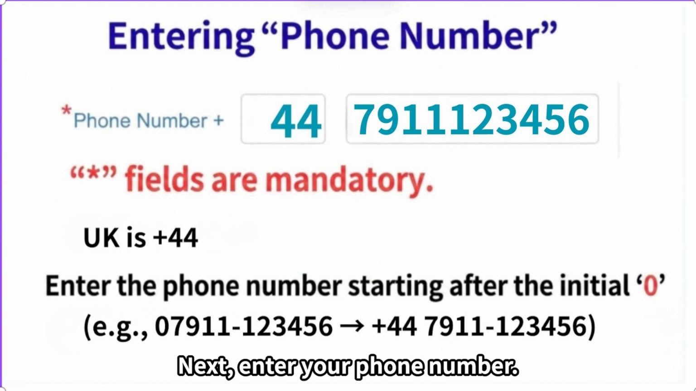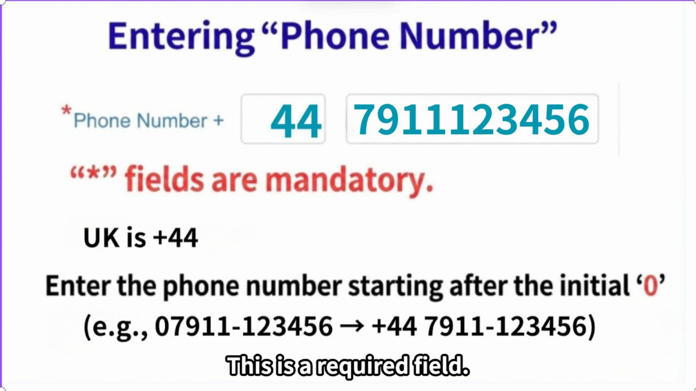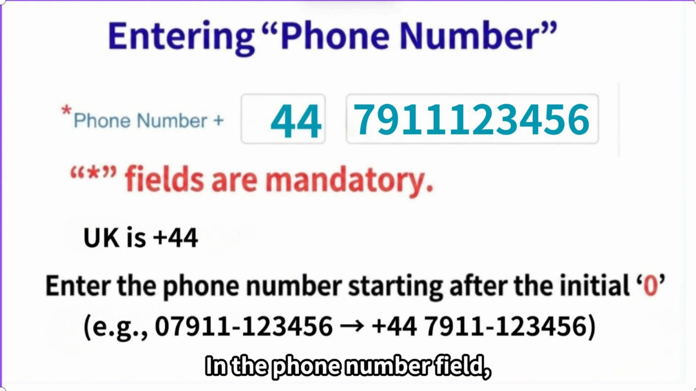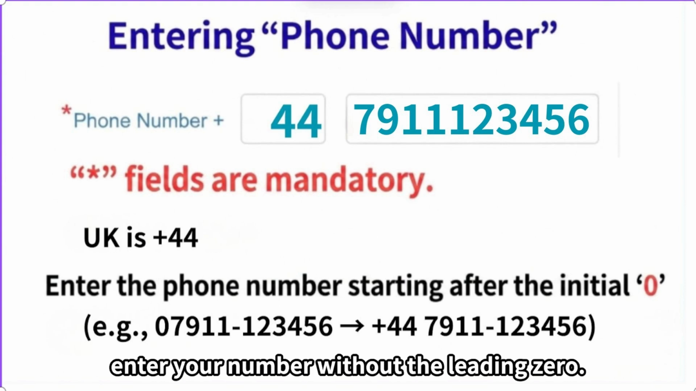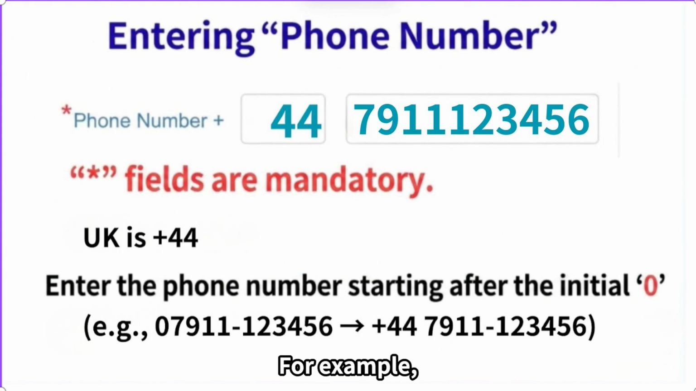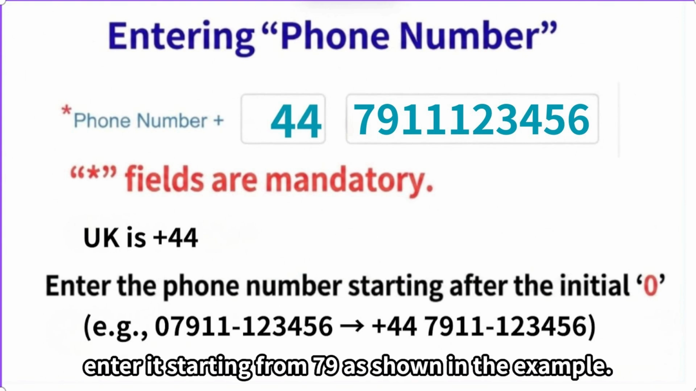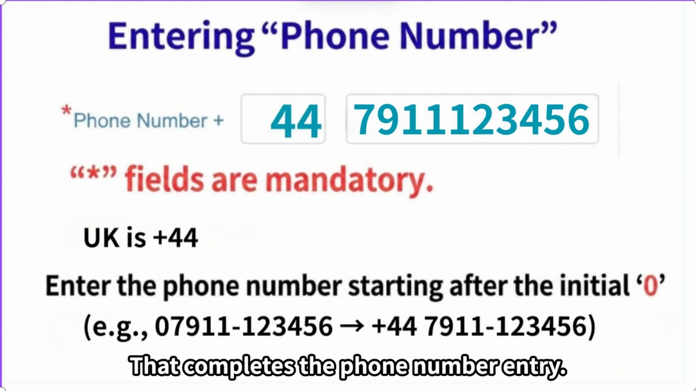Next, enter your phone number. This is a required field. In the country code field, select or enter 44 for the United Kingdom. In the phone number field, enter your number without the leading 0. For example, if your number starts with 097, enter it starting from 79 as shown in the example. That completes the phone number entry.